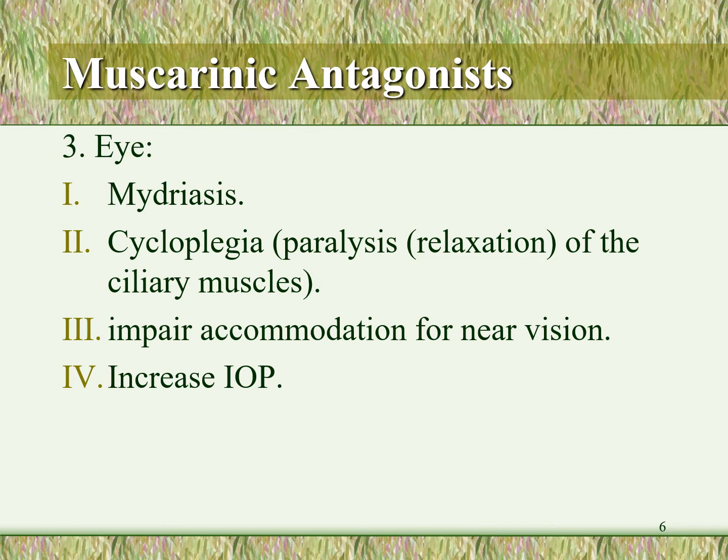Here it is vice versa: atropine and atropine-like drugs, the muscarinic antagonists, tend to increase the intraocular pressure, so they are contraindicated in the patient with glaucoma. Patients with glaucoma, we don't give them antimuscarinic drugs, muscarinic antagonists, because they can increase the intraocular pressure, leading to worsening of the disease, glaucoma.